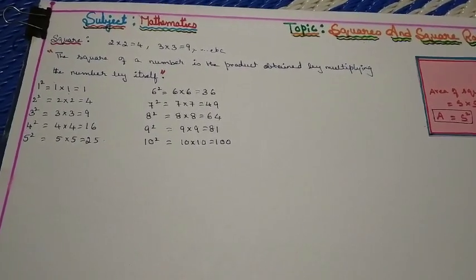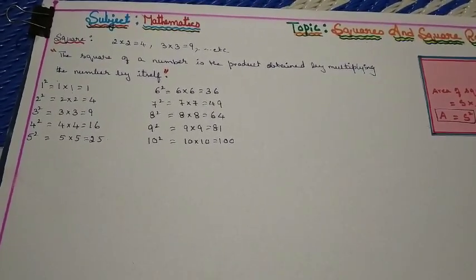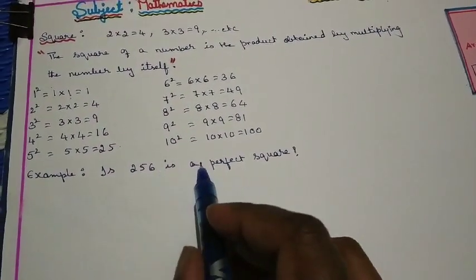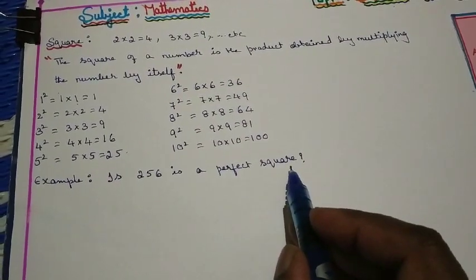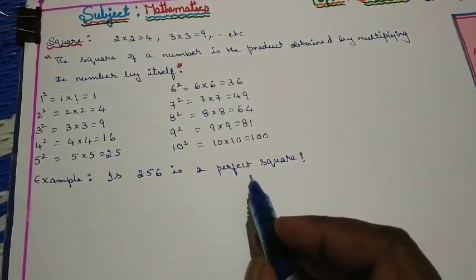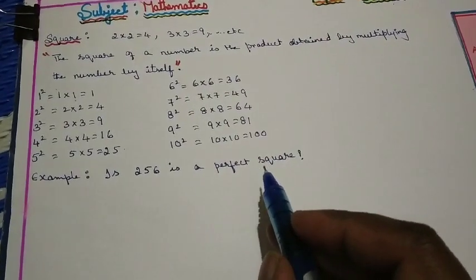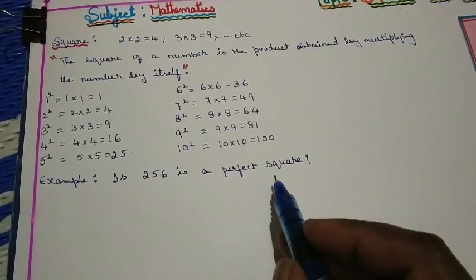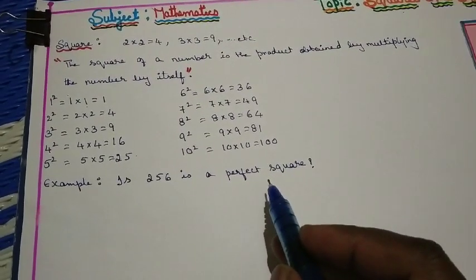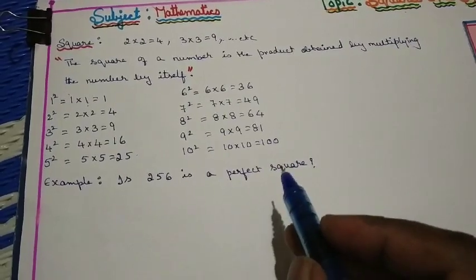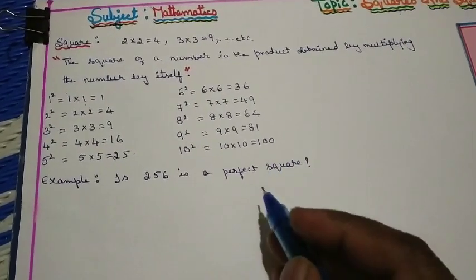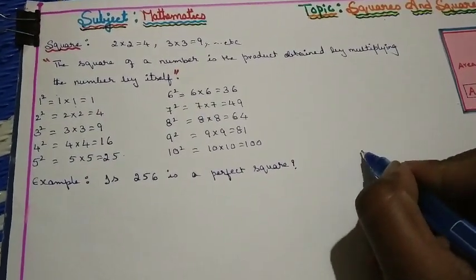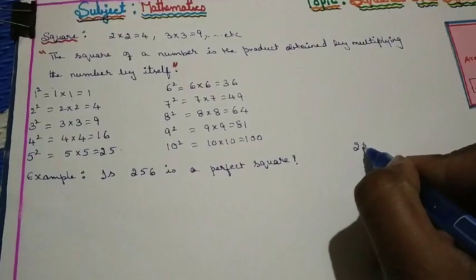Let me explain by taking one simple example. So here is the example. Is 256 a perfect square? As I told you, to know whether it is a perfect square or not, we need to express the number as a product of prime factors. If these factors are in pairs, then the number is a perfect square. To know the prime factors, we'll go with the prime factorization which we learnt in class 6th standard.